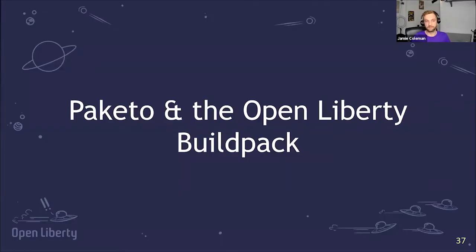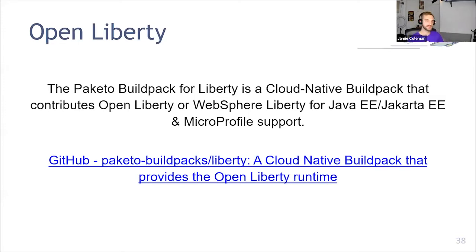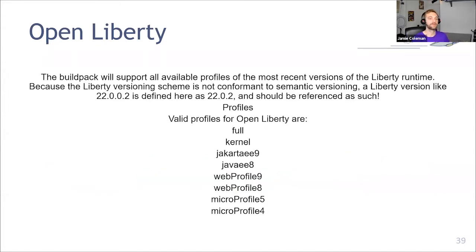So OpenLiberty and Paketo. There is an OpenLiberty build pack, like I mentioned. The Paketo build pack for Liberty is a cloud-native build pack that contributes OpenLiberty or WebSphere Liberty for Java EE, Jakarta EE, and MicroProfile support. So you can go check that out. That's available on GitHub. Just Google OpenLiberty Paketo build pack, and it should come up. The build pack will support all available profiles of the most recent versions of the Liberty runtime. Because the Liberty versioning scheme is not conformant to semantic versioning, a Liberty version like 22.0.2 is defined as 22.0.2 and should be referenced as such.